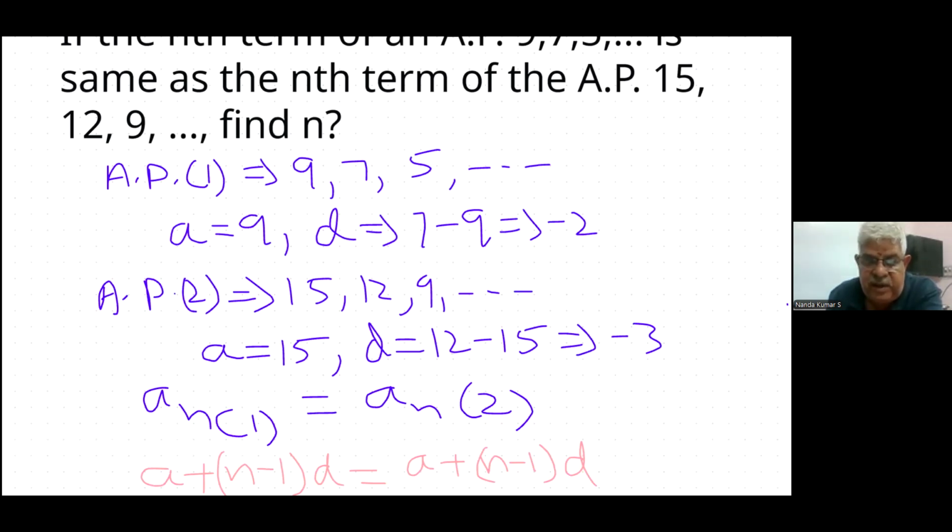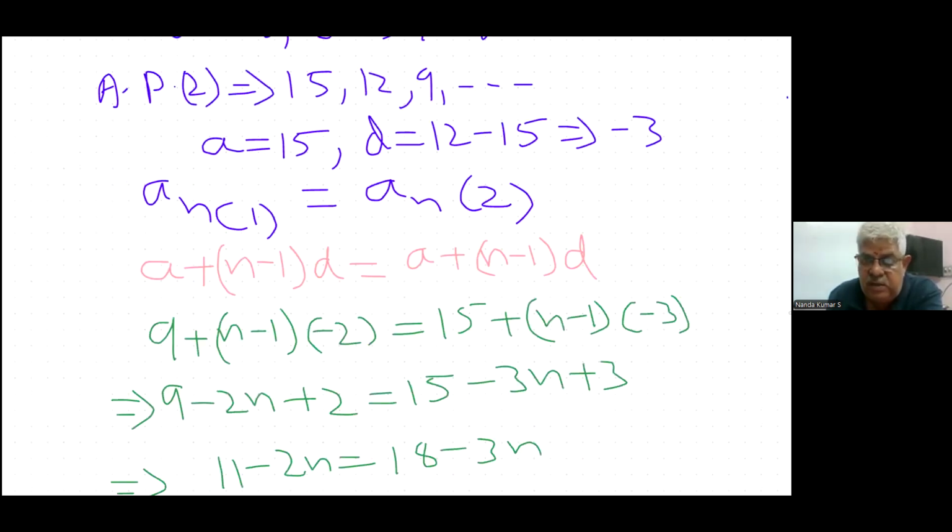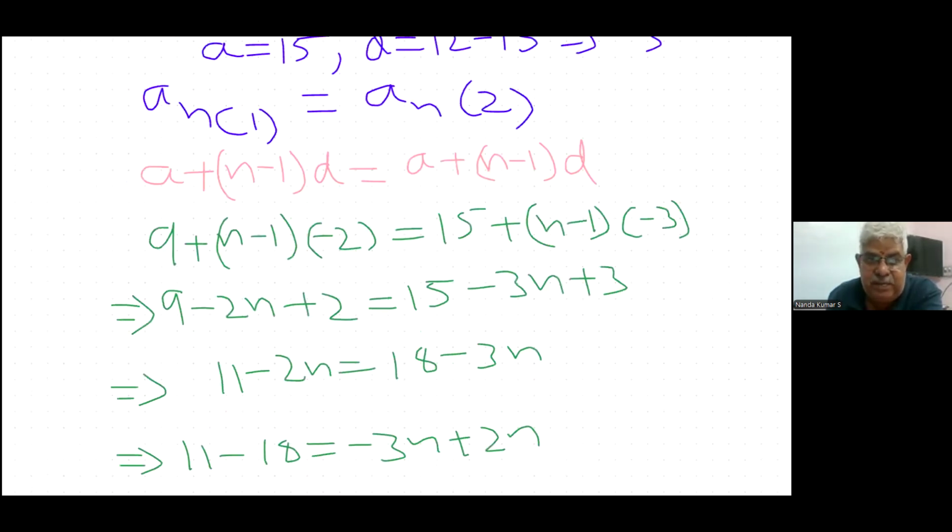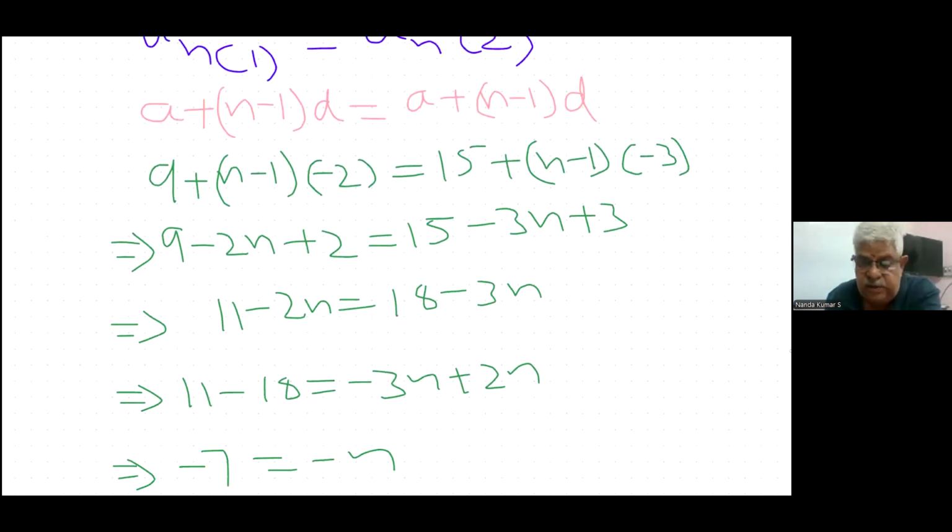Once we have identified A and D, they said the nth terms are equal. Therefore, the nth term of the first AP is equal to the nth term of the second AP. Now, the formula: A plus (n minus 1) into D equals A plus (n minus 1) into D. Substitute the values. First AP, A is 9 plus (n minus 1) multiplied by the common difference, negative 2. Second AP, A is 15 plus (n minus 1) multiplied by the common difference, negative 3.